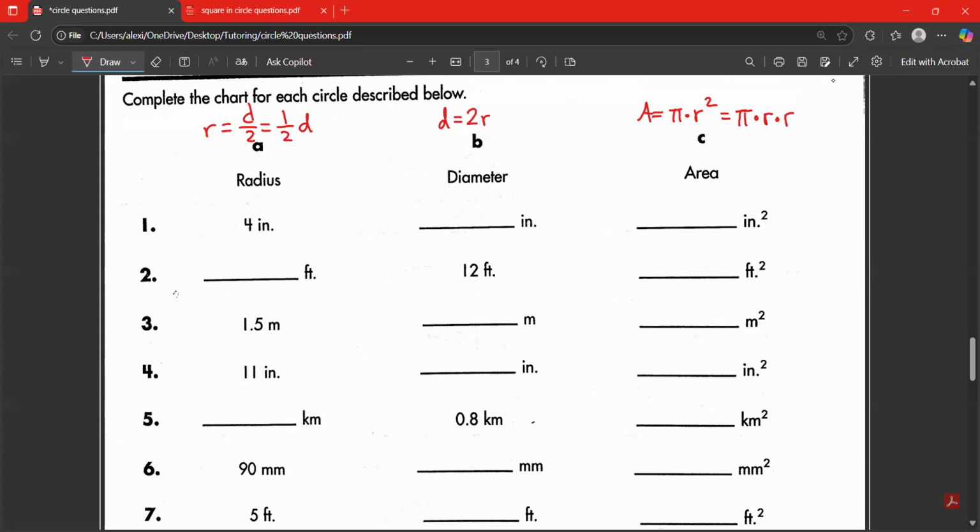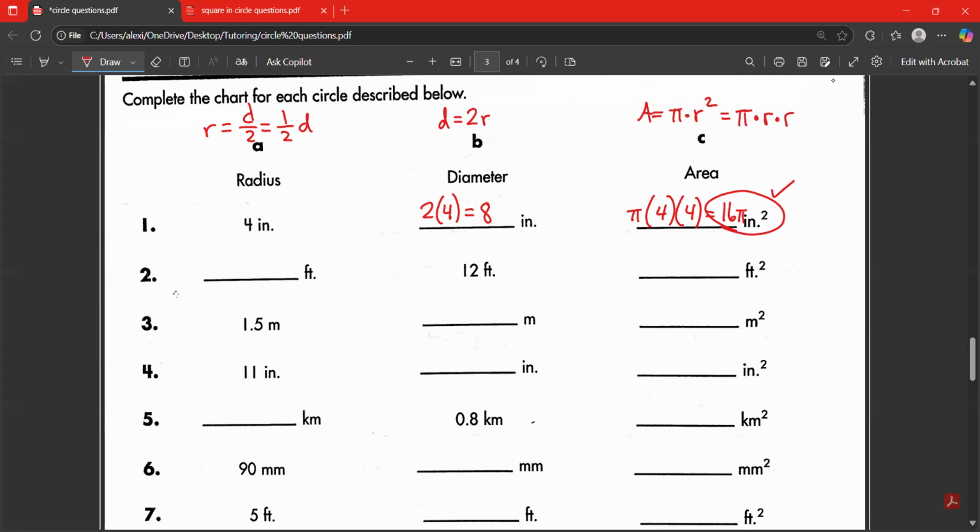All right, let's start with number 1. We are given radius. Now, because I'm given radius, automatically I can calculate the area, and I know that is pi times radius squared, which is 16 pi inches squared. But let's go ahead and calculate the diameter as well. Because radius is 4 inches, diameter is 2 times that, which makes it 8 inches.